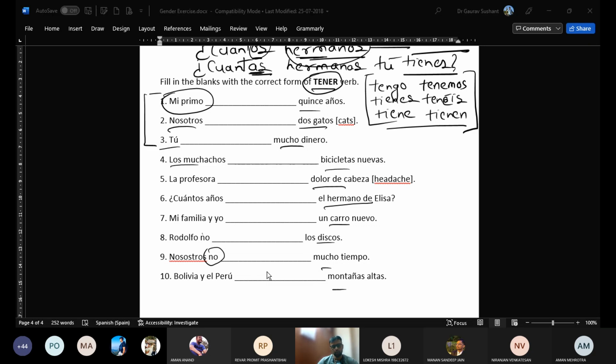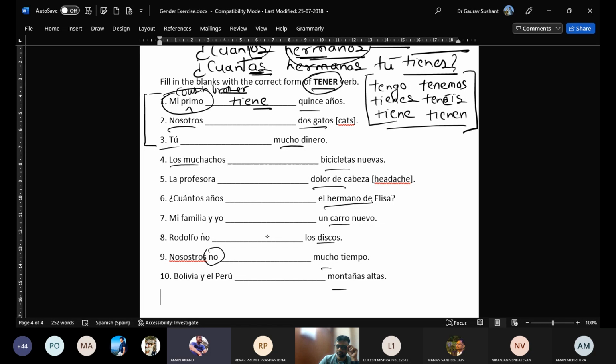So let me ask somebody. Aman, Anand, can you try first three? Yes, sir, sure. So the first one is mi primo. I didn't tell you the meaning. Primo is your cousin brother. Okay, so it's a noun basically. So tell me, what do you use? So mi primo tiene 15 años. Tiene 15 años. And did you understand what is mi primo?